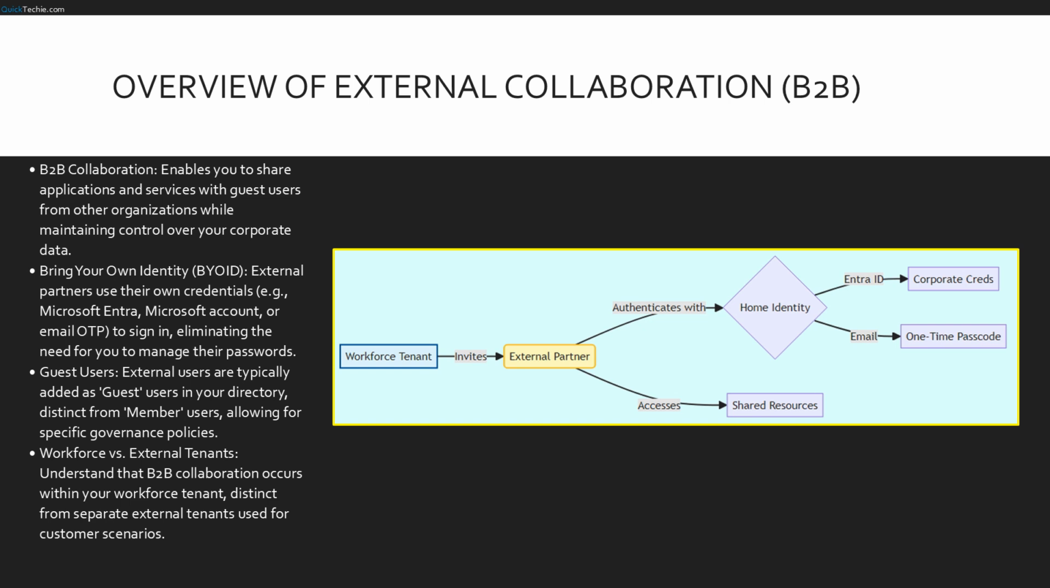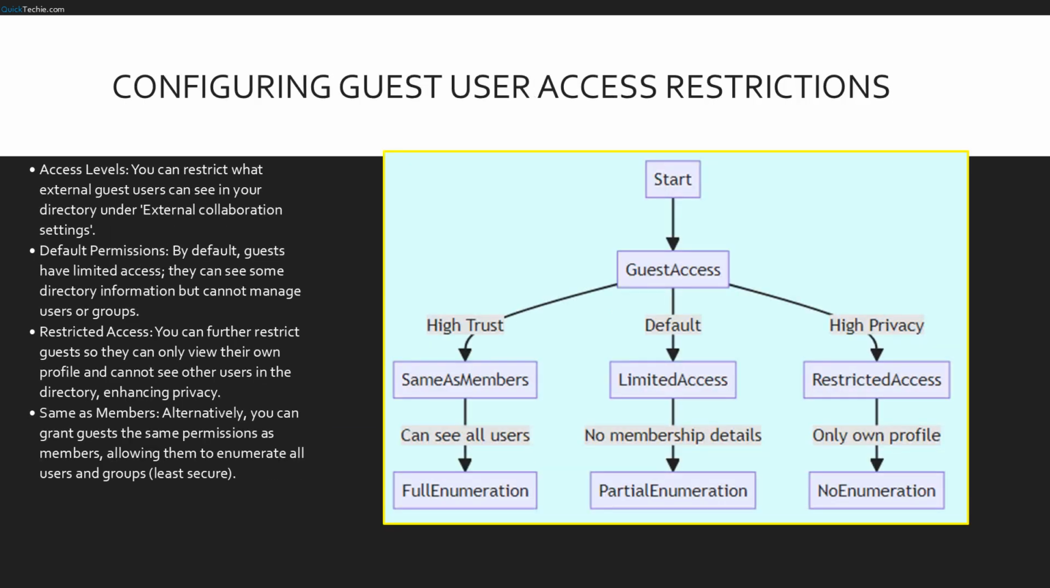This diagram illustrates the B2B collaboration flow. On the left, we have your workforce tenant initiating an invitation. The external partner, shown in yellow, receives this invite. Crucially, they do not create a new password for you. Instead, they authenticate using their home identity. This could be their own corporate credentials if they use Entra ID, or a one-time passcode if they don't. Once authenticated, they are granted secure access to the shared resources within your tenant, maintaining a seamless and secure bridge between organizations.